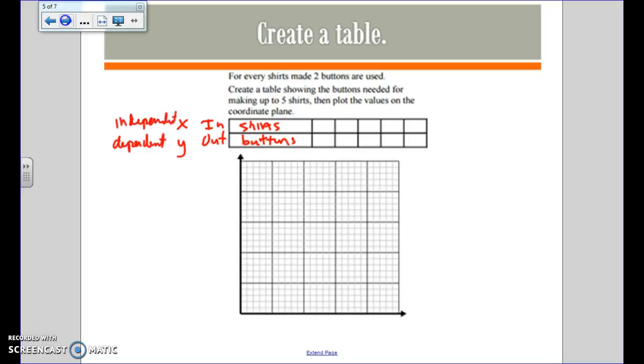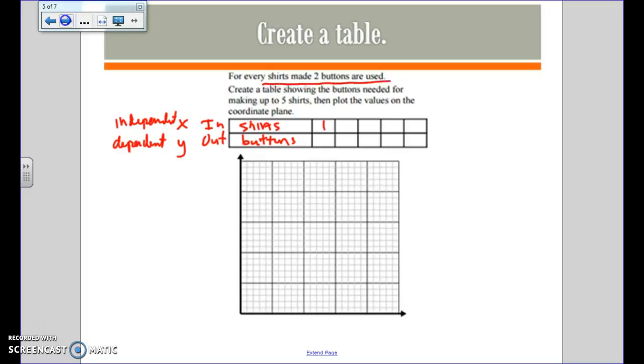And so that's why I'm labeling the input as shirts and the output as buttons, because the number of buttons depends on how many shirts there are. The number of shirts does not depend on how many buttons, but the buttons do depend on how many shirts. And so there's a relationship here. It says for every shirt made, 2 buttons are used.